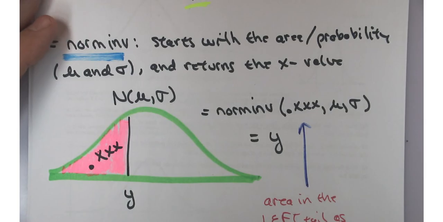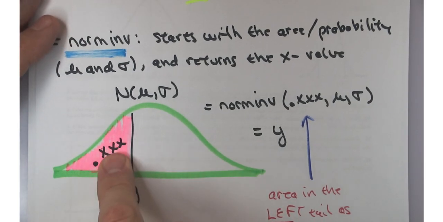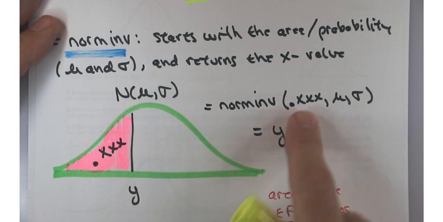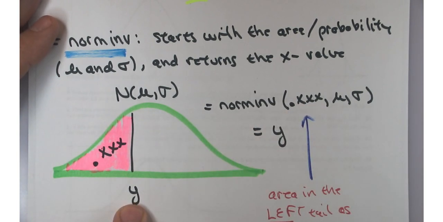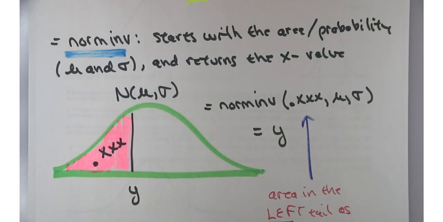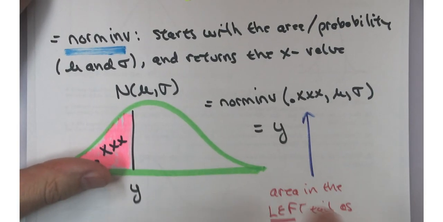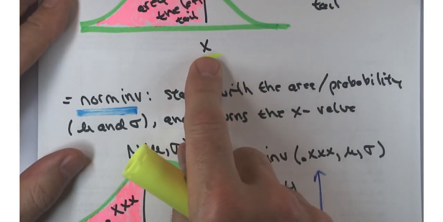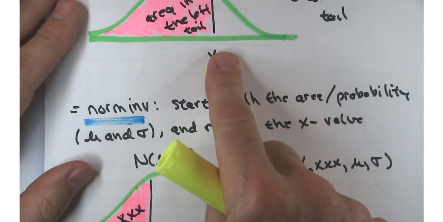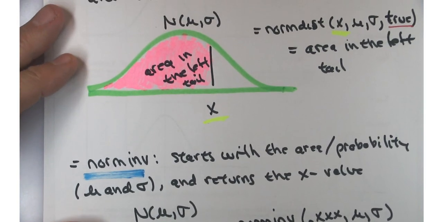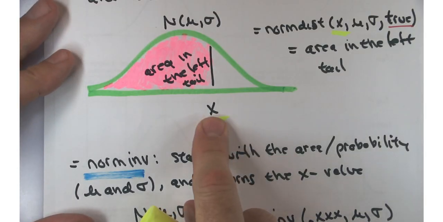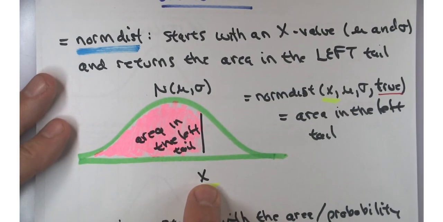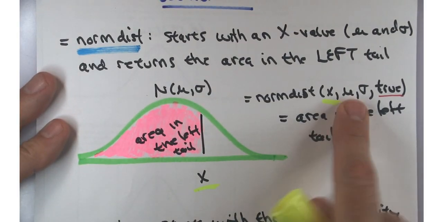Norm inverse starts out with an area, so it starts out with this. That's where you input, and then it outputs this value on the x-axis. So which way are we going? Do we know the x value, or do we know the area? What are we inputting into our formula? The x value. So that would be norm distribution. What you're going to do is start out with the x value, put it in with this command, and then it's going to tell you the area.